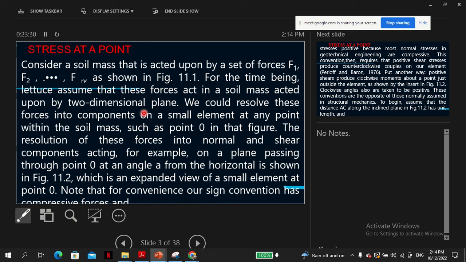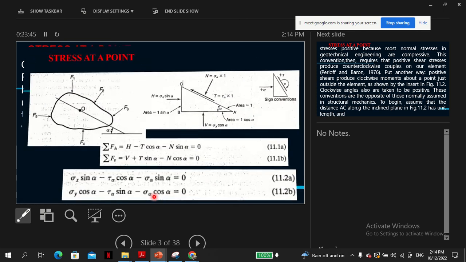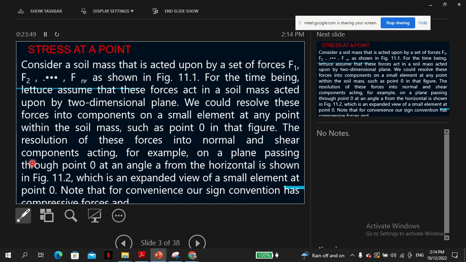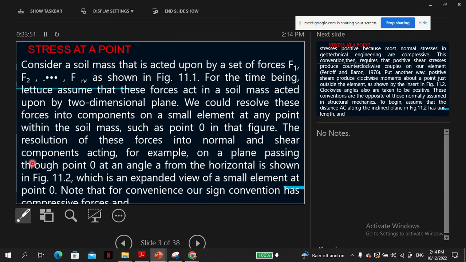So again, this is the same thing that I've explained, but now in words, just to make sure there is complete understanding. So consider a soil mass that is acted upon by a set of forces F1. I think that's clear. So I'll just read, if there's a question you can ask. So F2 up to Fn, as already shown. I think I've spent a lot of time trying to explain.